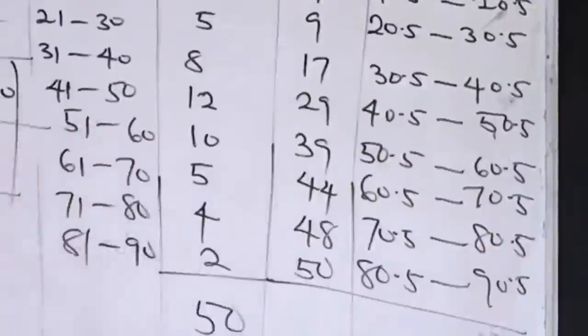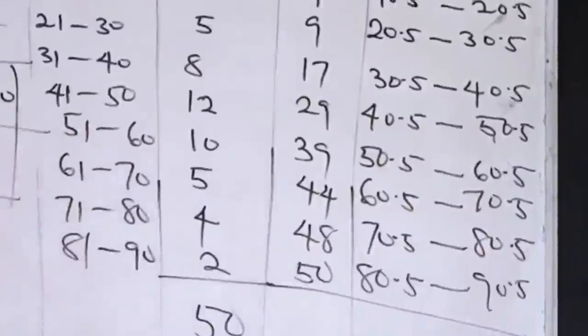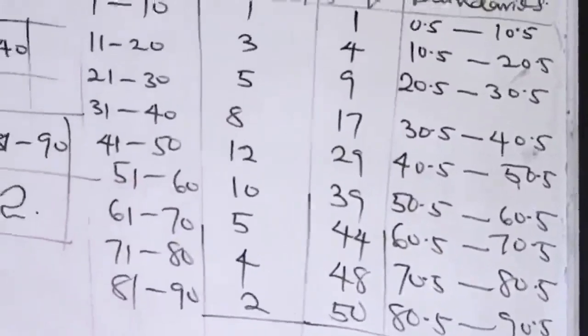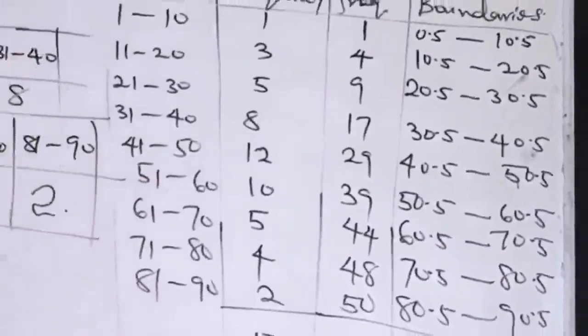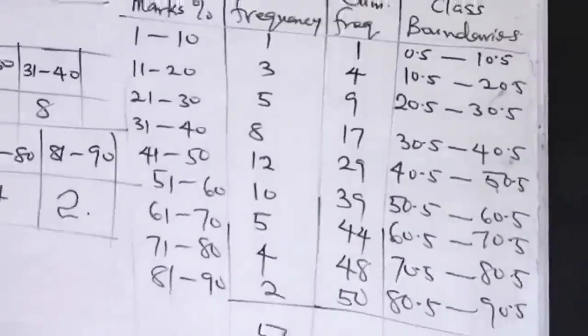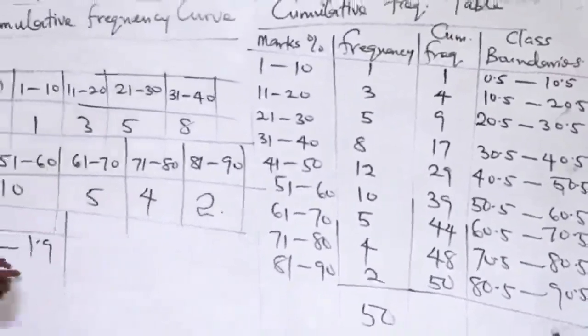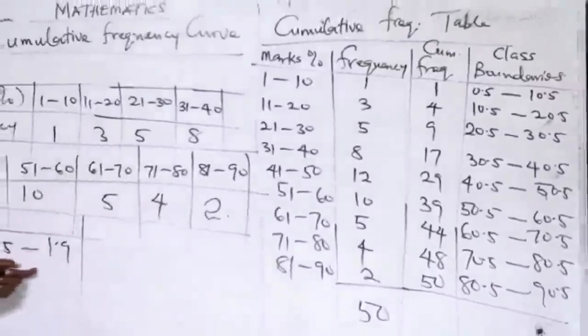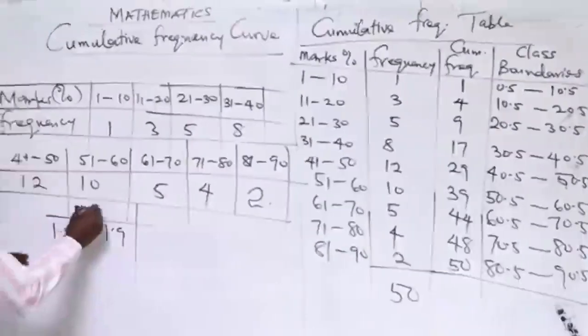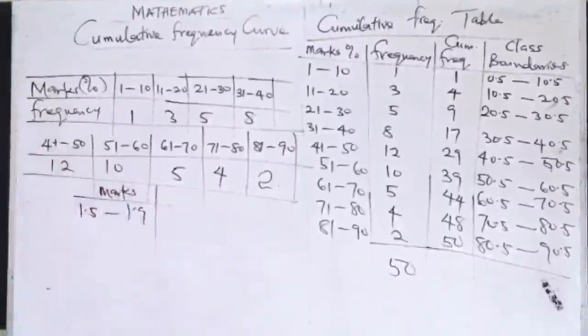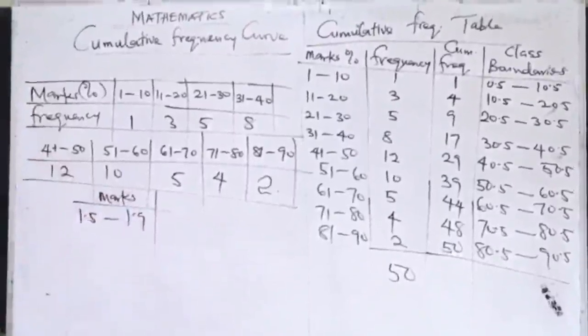That's our class boundaries. But if, for one reason or the other, the interval changes to, instead of 1 to 10, say 1.5 to 1.9, how do you get the class boundary of this? This is not a whole number. If this is the max, how do you get class boundary for this? 1.5 to 1.9.